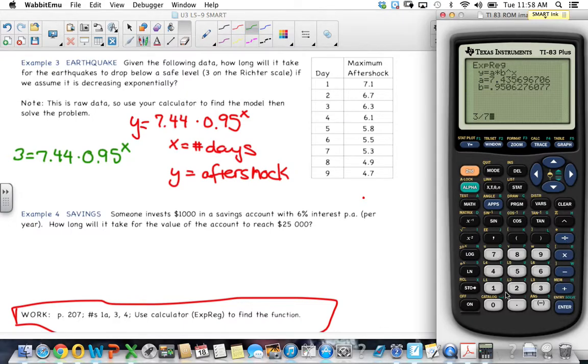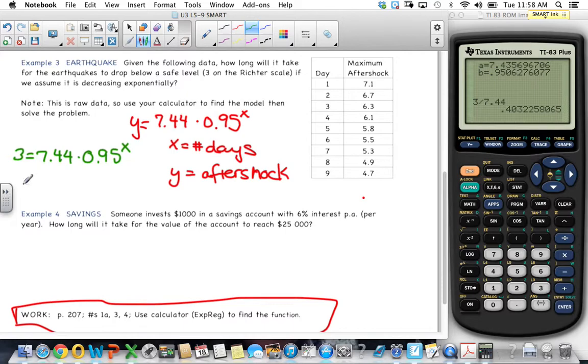3 divided by 7.44. I have 0.403 or 0.40. The more often you round, the less accurate your answer is going to be. So really, you should be rounding at the end, but that's okay. Now we're going to take the natural log of both sides, and that'll bring the variable out in front. And I'm going to divide both sides by the natural log of 0.95. So I'll do that on my calculator.